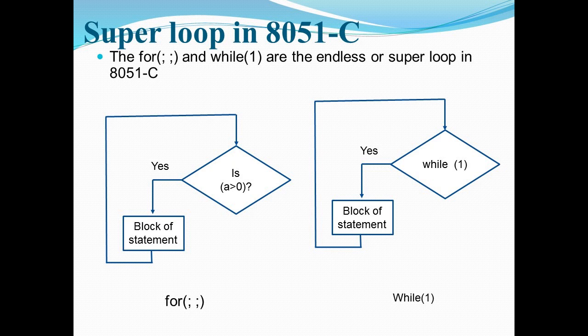Whereas if you are using a while loop, and within the rounded brackets you write 1, which is nothing but a true value, true forever, this becomes a forever loop by using a while statement. Using a forever loop or the super loop is a common practice in embedded C. This is the top loop within a program, and that is why it is called a super loop.